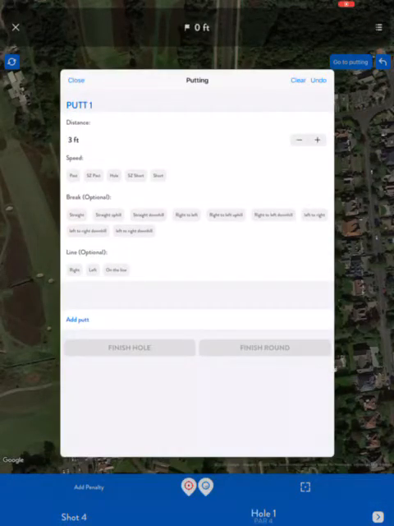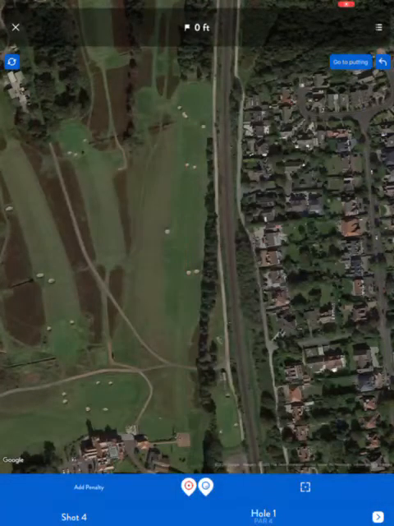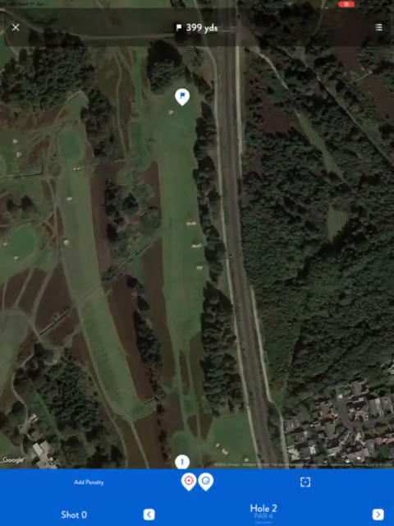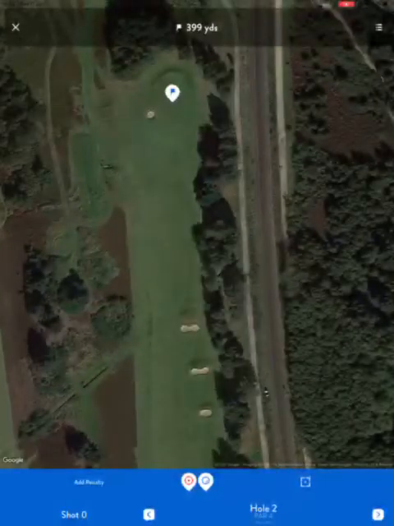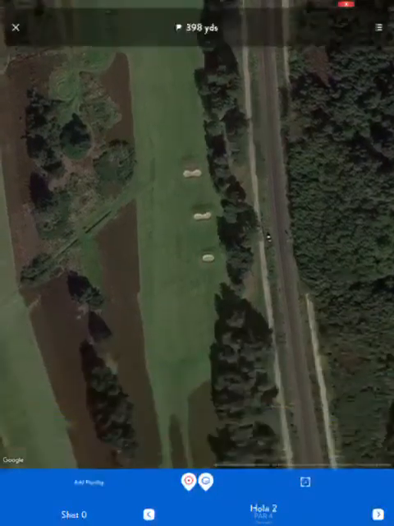On the putting screen, we can adjust the putt length if we need to. We have the speed, so was it in the hole, within 2 foot past that, within 2 foot short, or short of that. The beauty is it's given us a lot of detail with very quick entry.